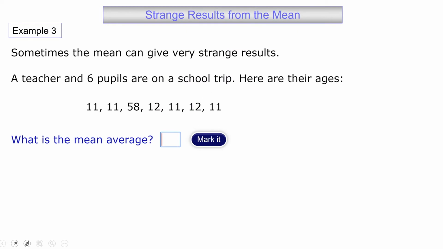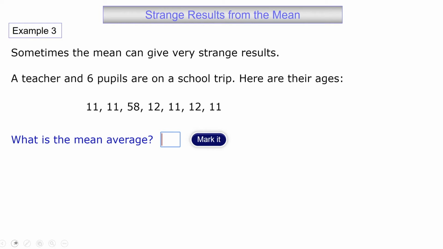Okay, so one thing I'd also like us to look at is how you can have strange results from the mean. So let's look at this example. A teacher and 6 pupils are on a school trip. Here are their ages: 11, 11, 58, 12, 11, 12, 11. So these are your 7 pupils. You've got 6 of them that are between the ages of 11 and 12. And then we've got a teacher that is 58 years old.